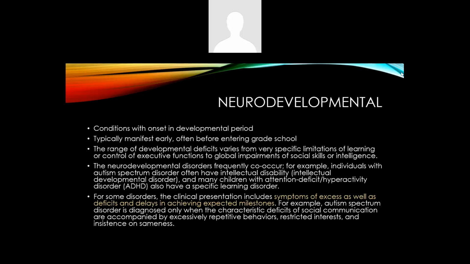Keep in mind that neurodevelopmental disorders can often co-occur, so there's often going to be more than one at the same time. So for example, individuals who have been diagnosed as being on the autism spectrum often have an intellectual disability disorder at the same time. And similarly, many children that have ADHD also have a specific learning disorder. So you're going to want to make sure you're doing screenings and making sure that you know if there's more than one thing happening at the same time.